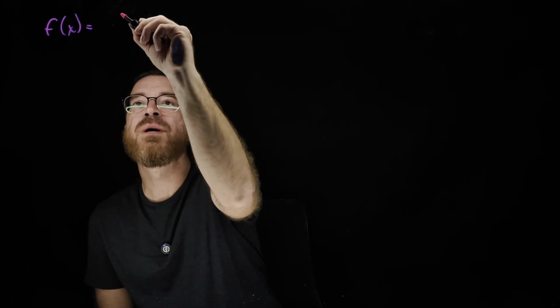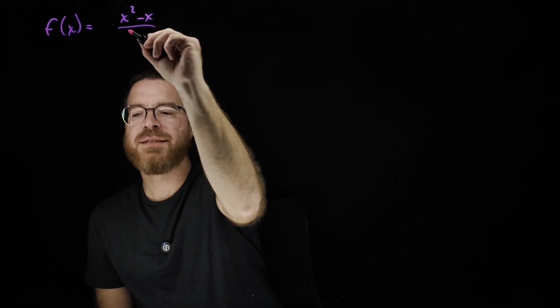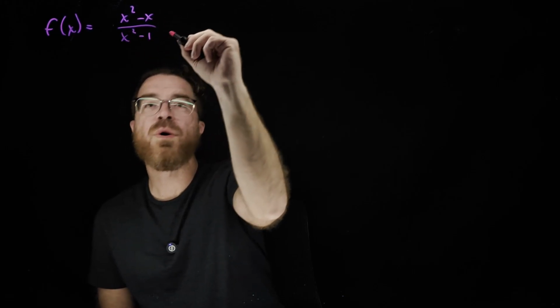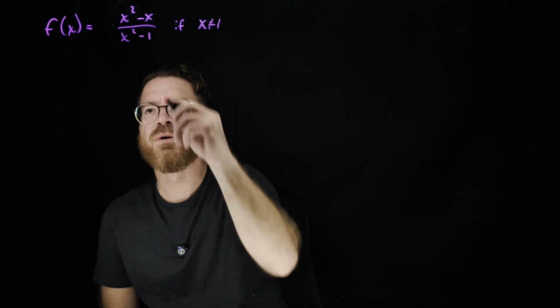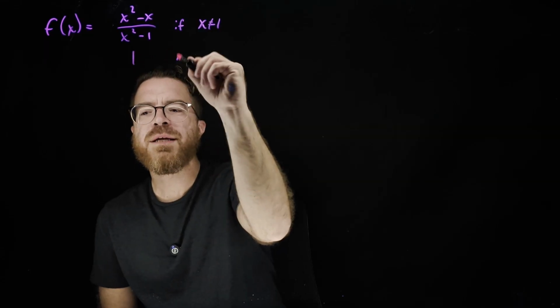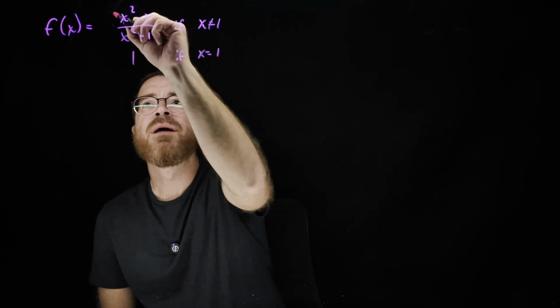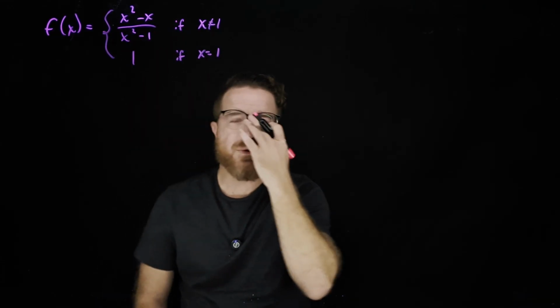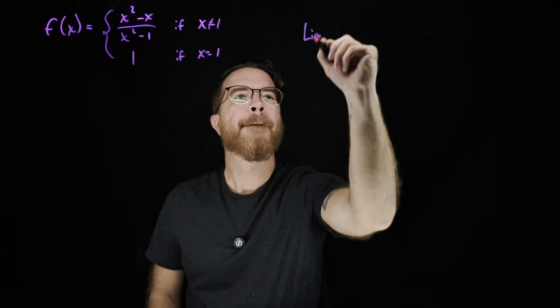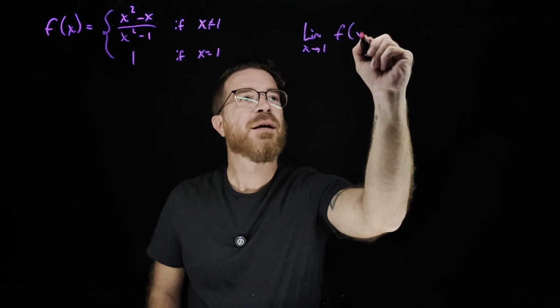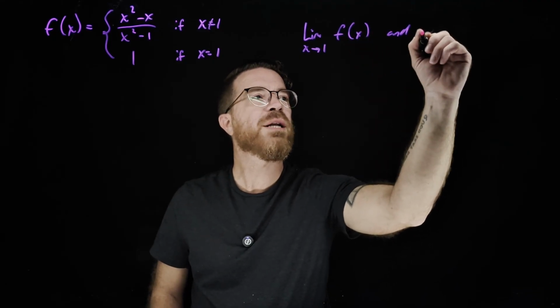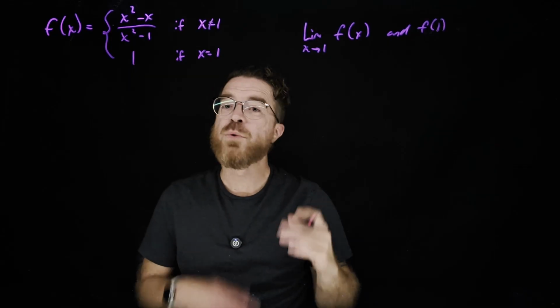Sorry about that. In this next example, we want to consider the function f of x is equal to x squared minus x divided by x squared minus 1 if x is not equal to 1, because if we plugged in 1, we would get 0 in the denominator, and 1 if x is equal to 1. So we have this piecewise function, and we want to find the limit as x approaches 1 of f of x, and then also figure out what our function is at 1.